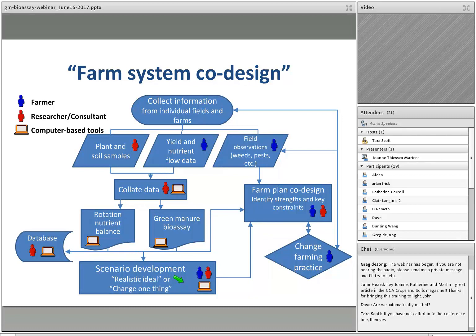So this flow diagram is something that I do refer to sometimes in my own work as I'm trying to think about where we are in the process and where we're going.